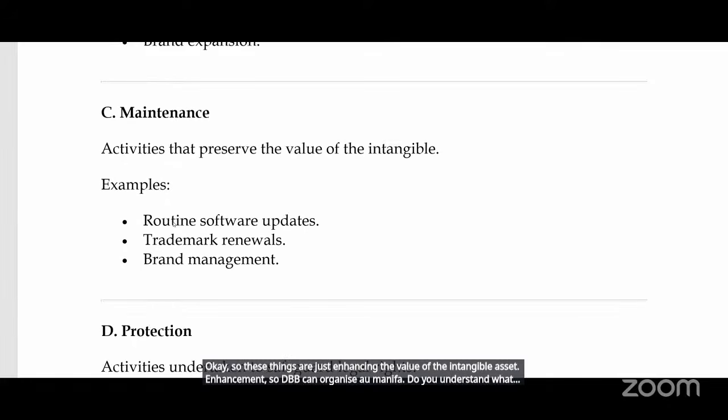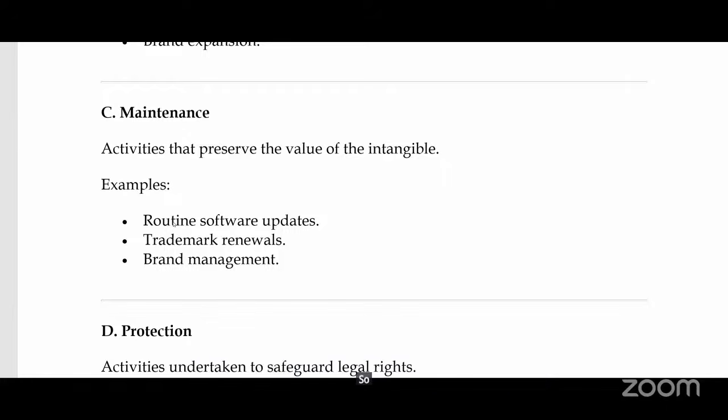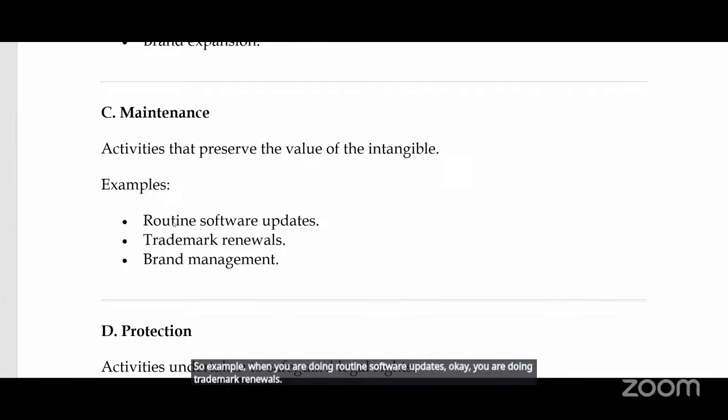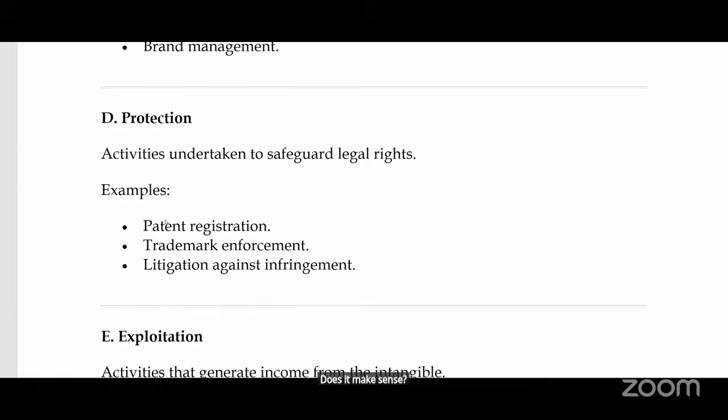Then we come to maintenance. Maintenance is where you preserve the value of the intangible asset. So, for example, when you are doing routine software updates, trademark renewals, brand management, just to maintain the value of the intangible. When you are enhancing the value, that is enhancement, but here you are making sure you sustain whatever you enhanced. Does it make sense? Then we have protection.